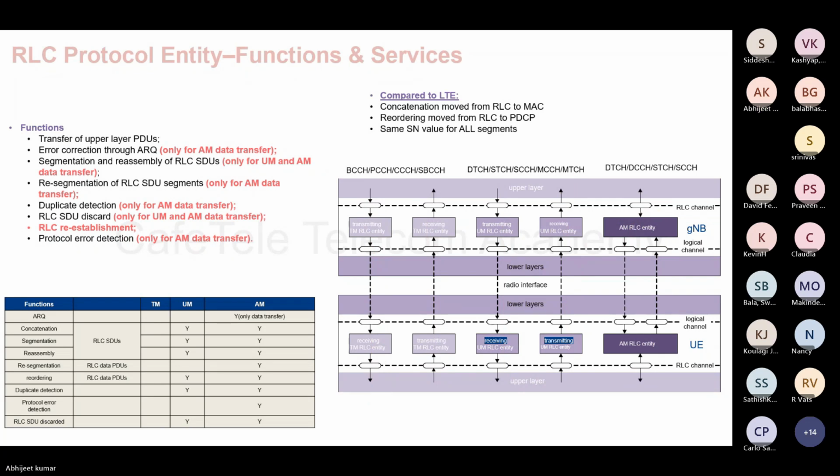So in RLC, you have three modes. One is called transparent mode. This transparent mode is the simplest form of RLC entity. It does not add any RLC header to the data, which means no overhead for sequence numbering, error correction, or flow control. It is used by which channels? BCCH, PCCH, and CCCH: Broadcast Control Channel, Paging Control Channel, and Common Control Channel.